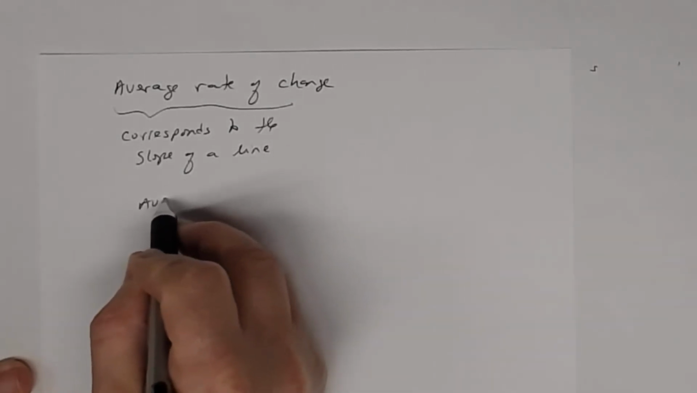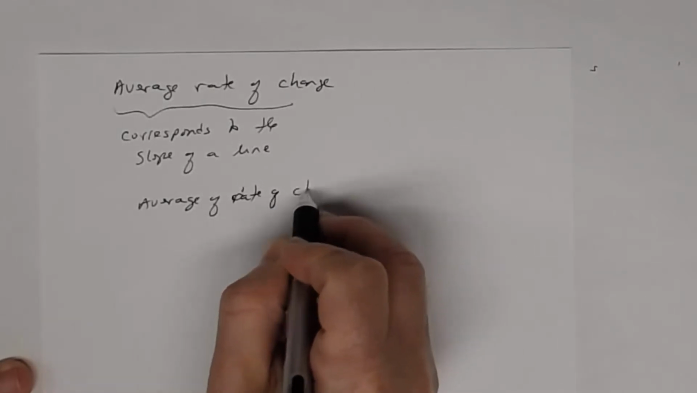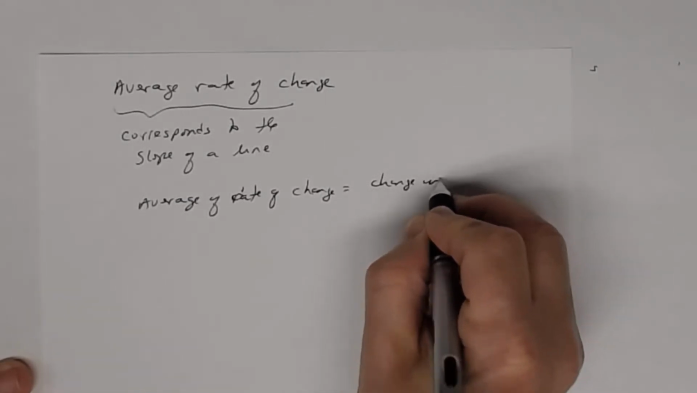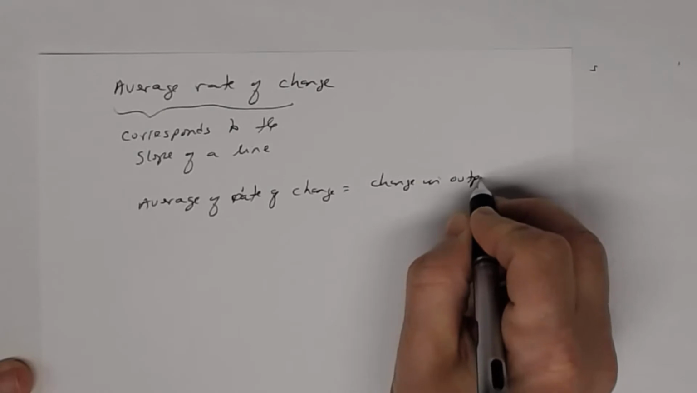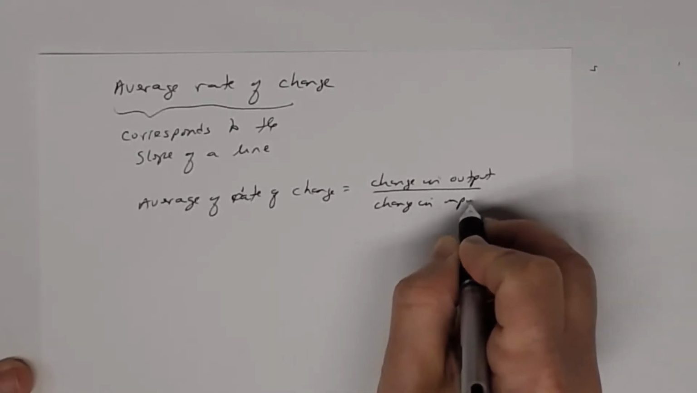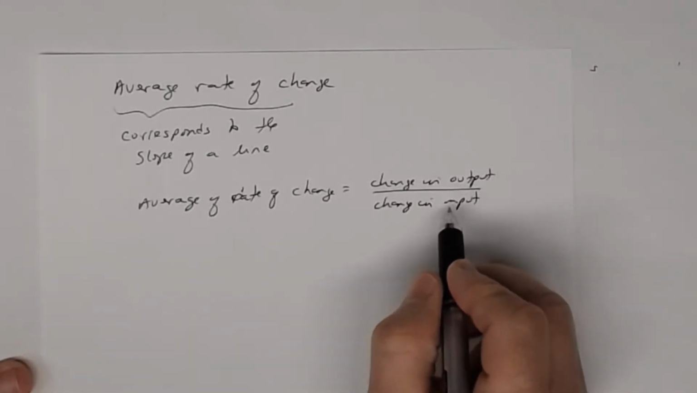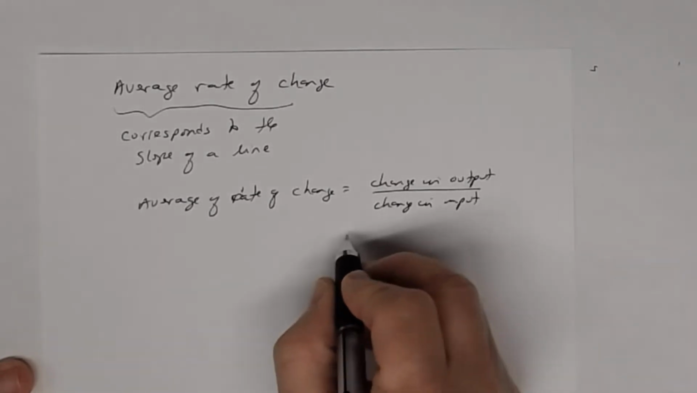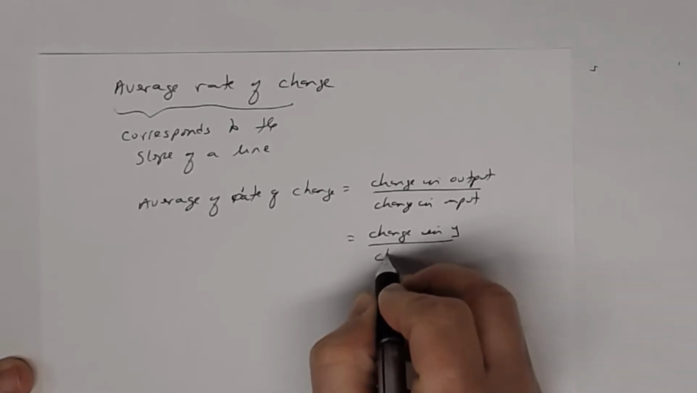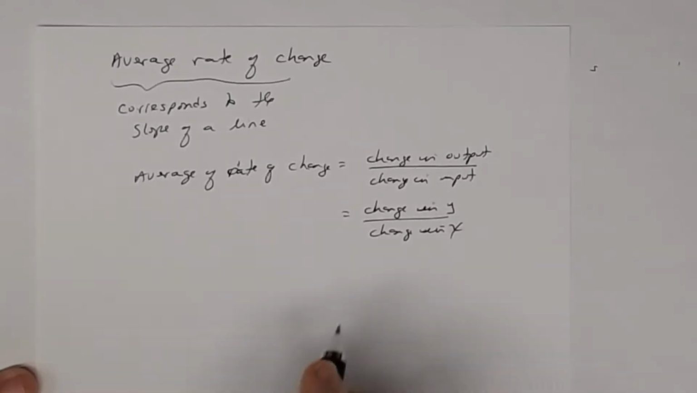So when we talk about average rate of change, let me go ahead and rewrite it here. The average rate of change, we're going to denote it as the change in the output divided by change in input. Okay? And when we think about output, we think about the y value. When we think about input, we think about the x value. So I'm going to write this as change in y divided by change in x.